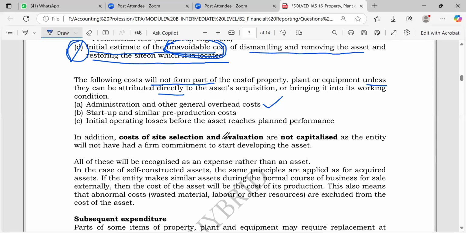Cost of site selection and evaluation are not capitalized. I had to bold this because a lot of people make this mistake, right? Cost of site selection and evaluation. There is a point to start accumulating the cost, and there is a point to stop. You need to get that right. Starting point and stopping point. You only start to accumulate the cost concerned with a specific site when you have identified, I'm going to do it here, right?